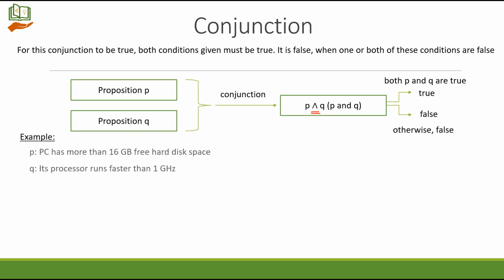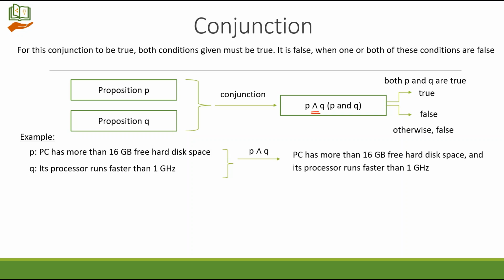So let's see an example. The proposition P states, PC has more than 16 GB free hard disk space. And Q says its processor runs faster than 1 GHz. Now if I apply conjunction P and Q, how can we express this in English? PC has more than 16 GB free hard disk space and its processor runs faster than 1 GHz. When you take it in English, it's just combining both the sentences using and. That's all.